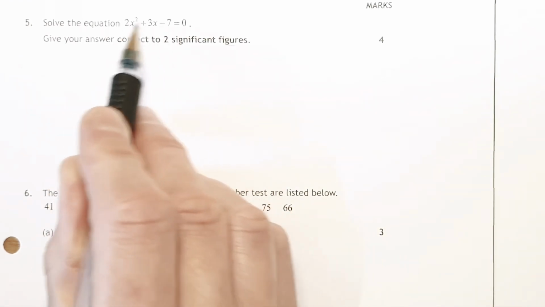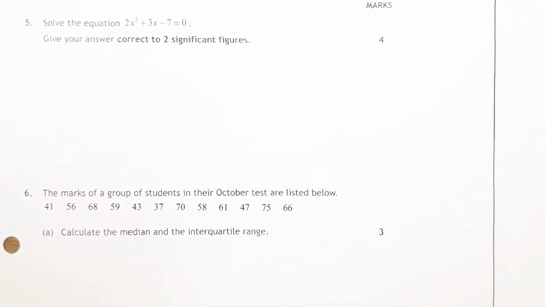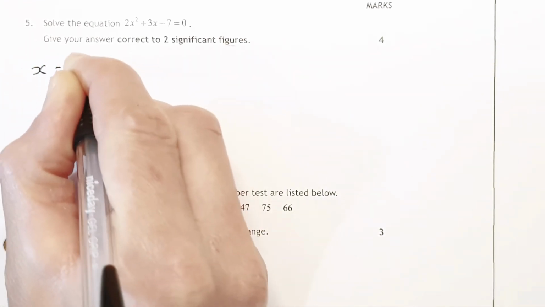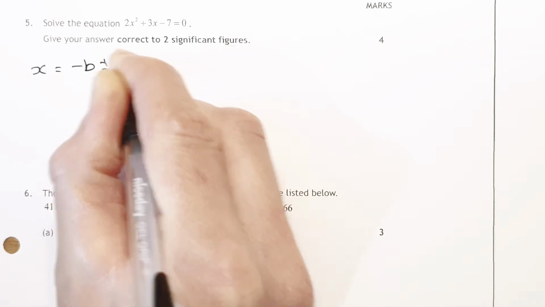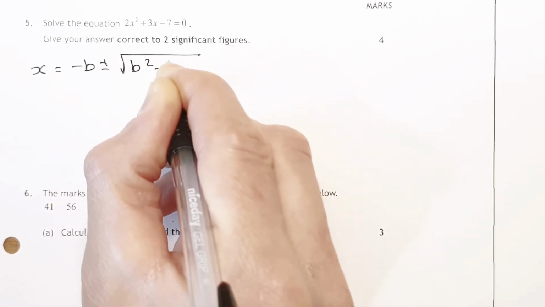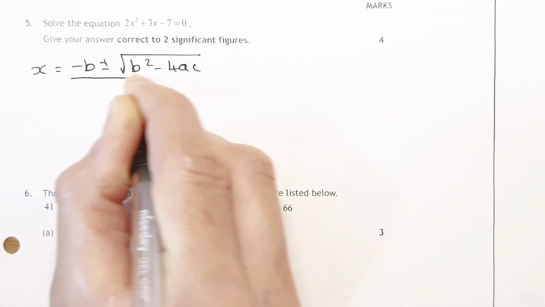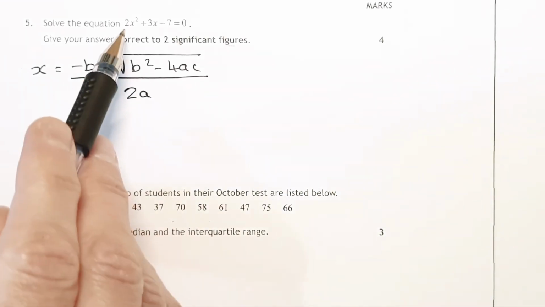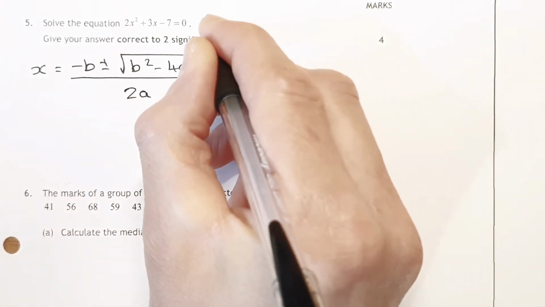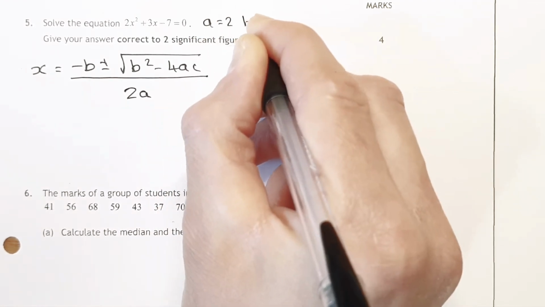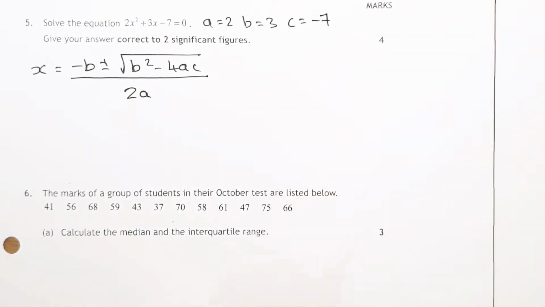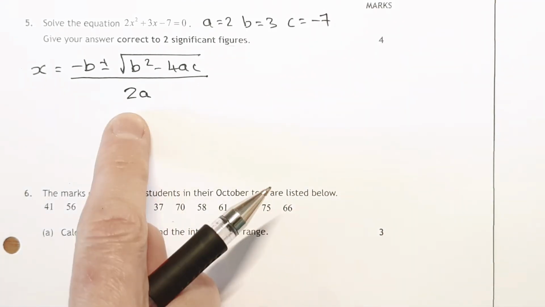So to solve it, we're not going to factorise it. We're going to use the quadratic equation. That's given to you in the formula sheet, and it is x equals negative b plus or minus root b squared minus 4ac, all divided by 2a. So from here we can see that a is equal to 2, b is equal to 3, c equals negative 7. So we're going to sub these values into this equation here.